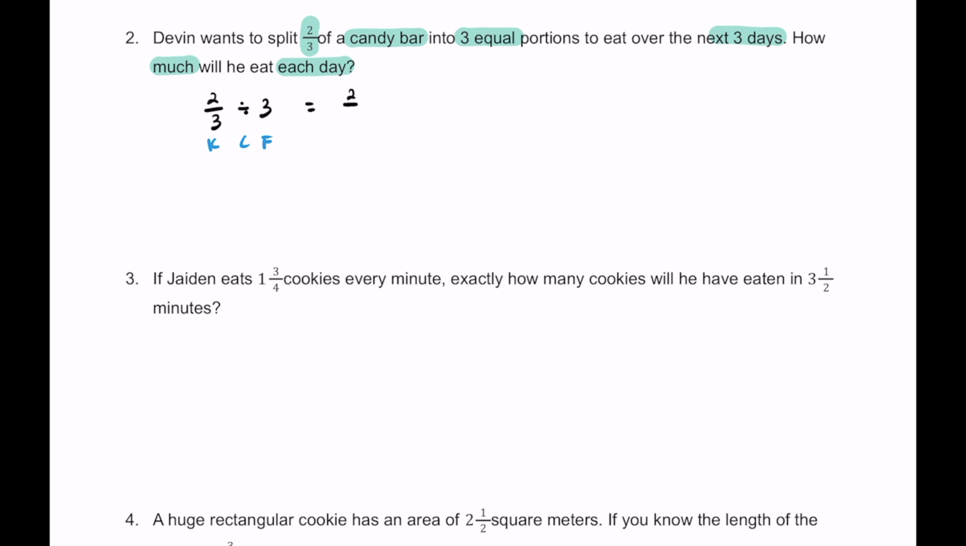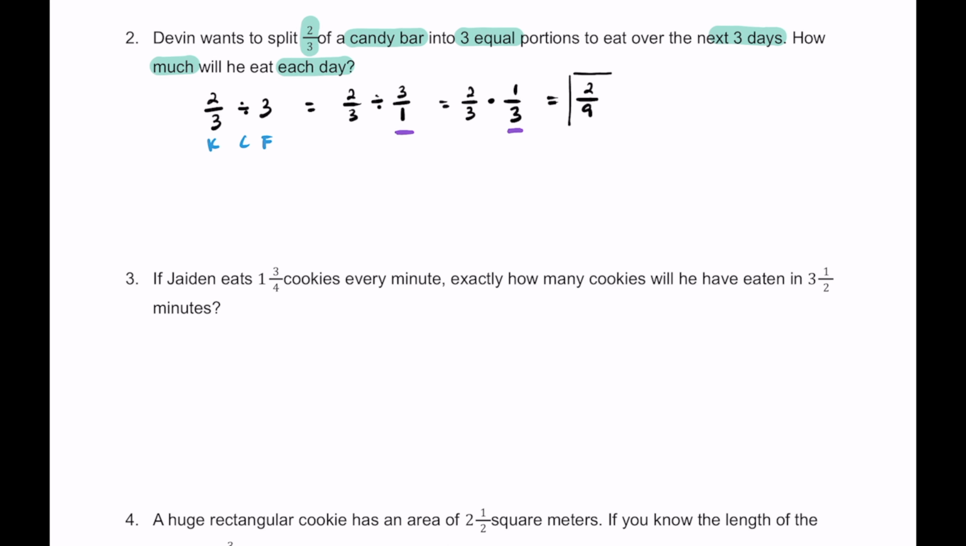So I skipped one step in the last one. I didn't write it out, but I'll write it out this time. So 3 is 3 over 1, right? And what did I do? I kind of did this behind the scenes in the last one, but I multiplied and I flipped it. So I'm just showing you one extra step here, but make sure you do change it to an improper fraction, this 3 to 3 over 1, before you flip it to 1 over 3. Then on top, 2 times 1 is 2. Then on bottom, 3 times 3 is 9.